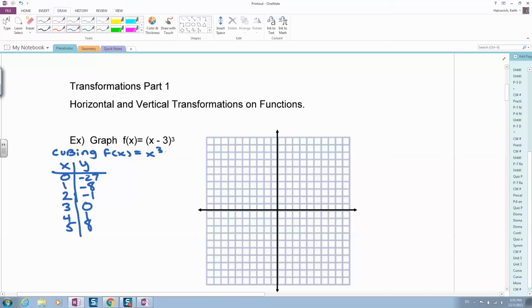The original f of x equals x to the third, remember the points are 0, 0, 1, 1, and then 2, 8. And then it's -1, -1, and -2, -8. So the original function looks like this.